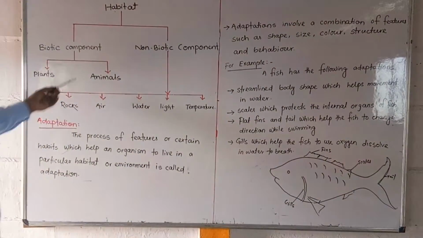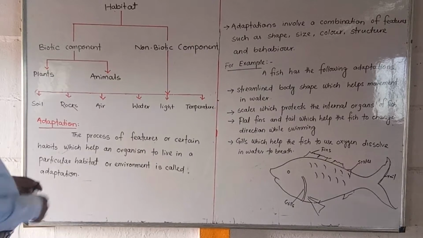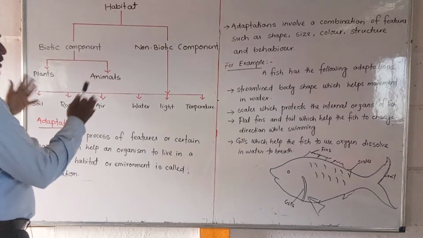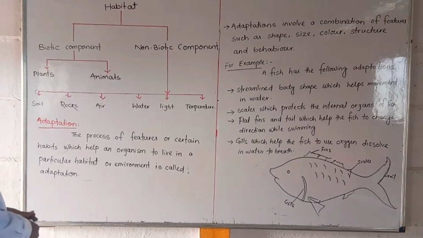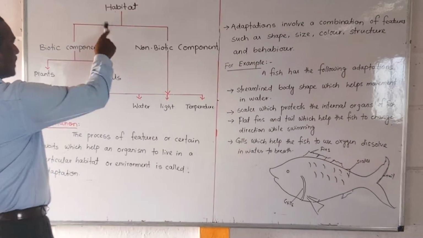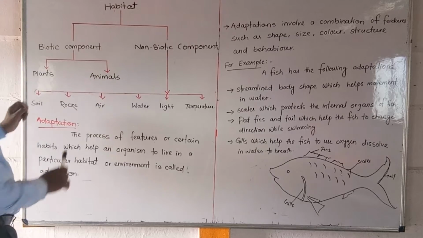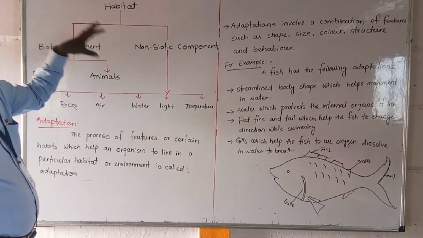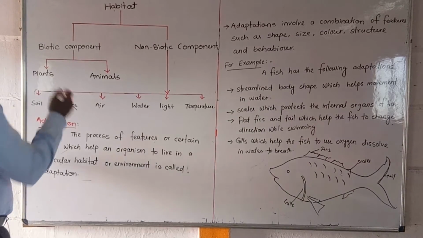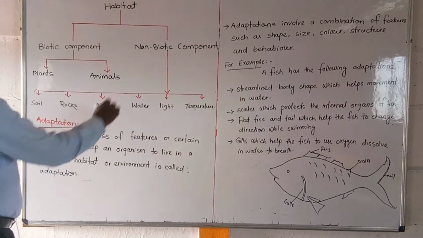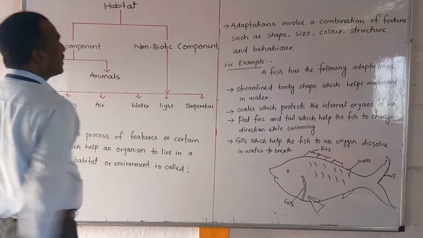I have drawn a wave chart here for the components of habitat, so you can easily and thoroughly understand. The habitat consists of two components. Sorry, not two types, the components are two. The first one is the biotic component. The second one is the non-biotic component.